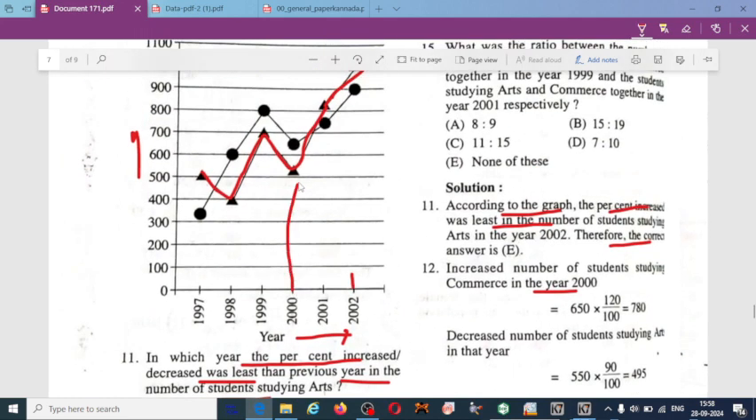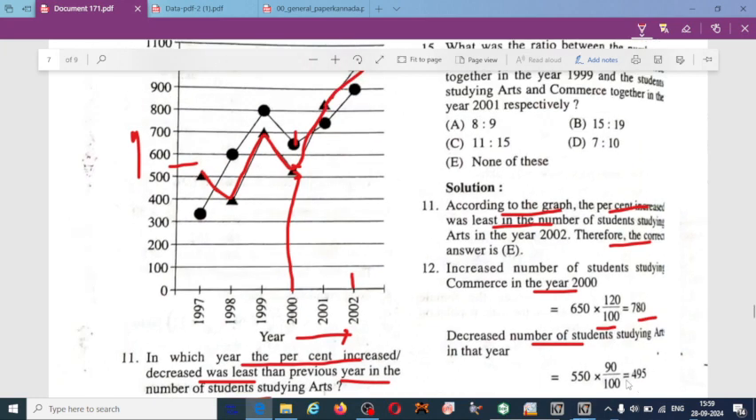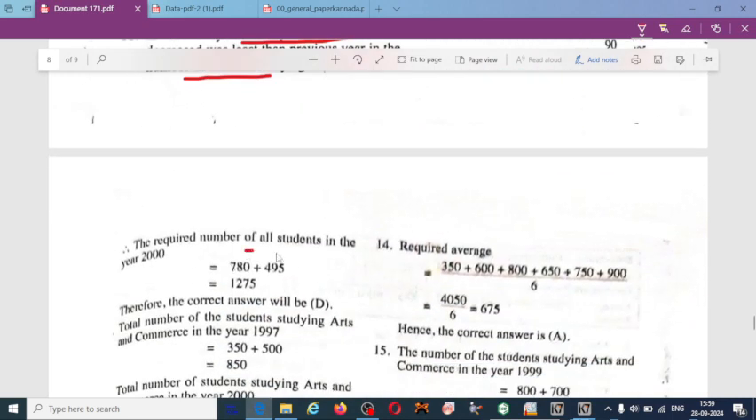2000 is here. It is 650. This is for commerce, this is for arts. So 650 into 120 by 100. If you do, you will get 780 students studying in commerce. Decreased number of students: 550 into 90 by 100. Decreased number that is 495. The required number of students, that is how much in the same year? 1275.